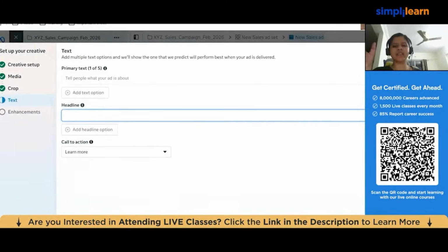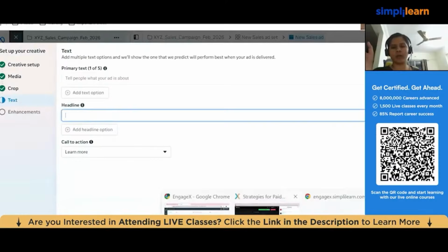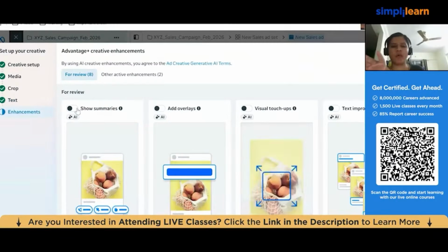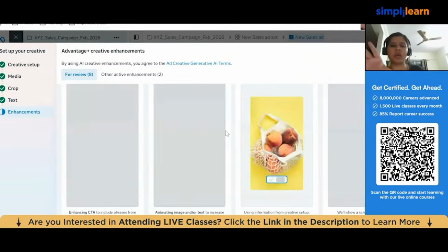Now, who gives you these details? Ideally, the people who are running paid campaigns for a bigger brand. So you just have to feed in the details over here. Now, these are all AI recommendations. Meta has its own AI suggestions within the platform, so if you want, you can turn this on.